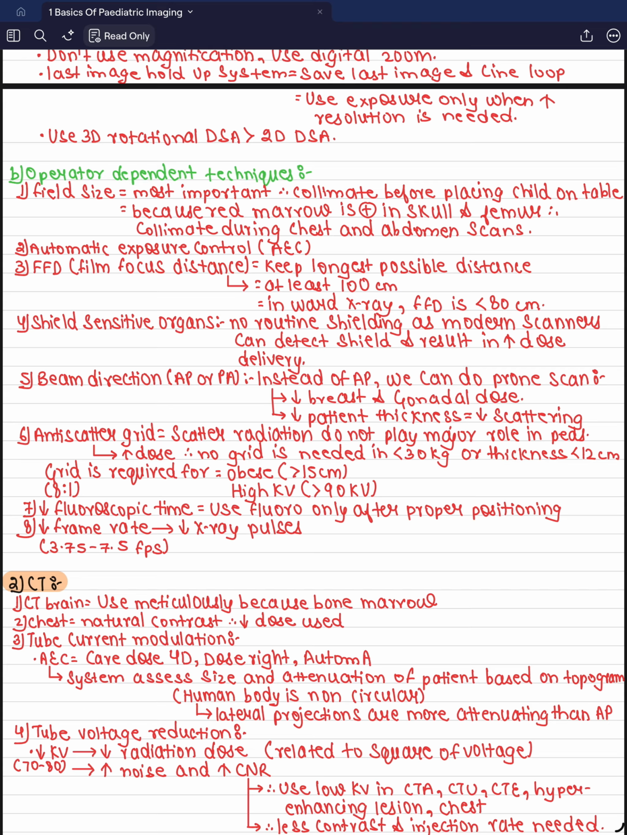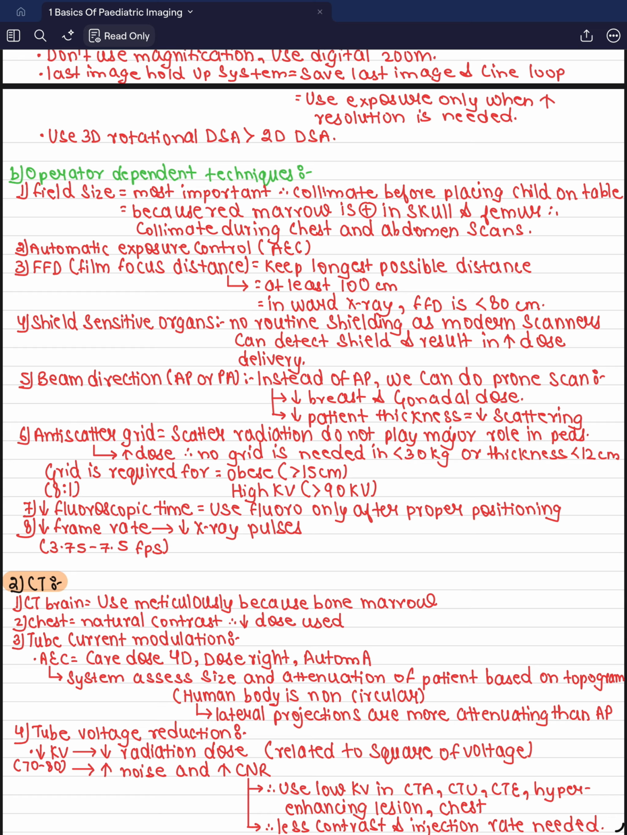Next thing we have to remember is you have to decrease the fluoroscopic time. So you should not use fluoro continuously. Also, you should use fluoro only after proper positioning. First properly position the patient, then start fluoroscopy. And keep the frame rate low. When you keep the frame rate low, the X-ray pulses are also low. Frame rate should be 3.75 to 7.5 frames per second.